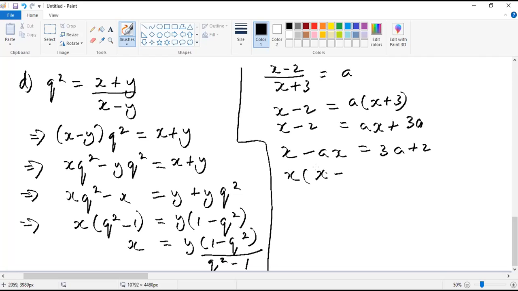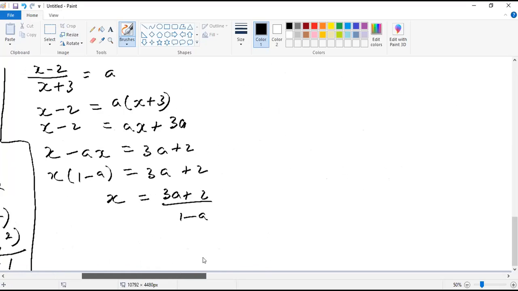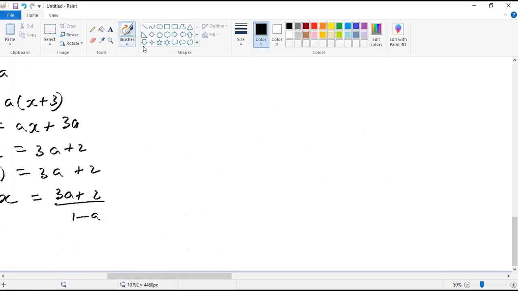Wait, my bad, it's supposed to be a 1. Supposed to be 1 minus a. And then we have x. All right, you add both sides by 1 minus a. So far I think you would understand. These would be good for you, shouldn't pose much of a problem. And then this one now.